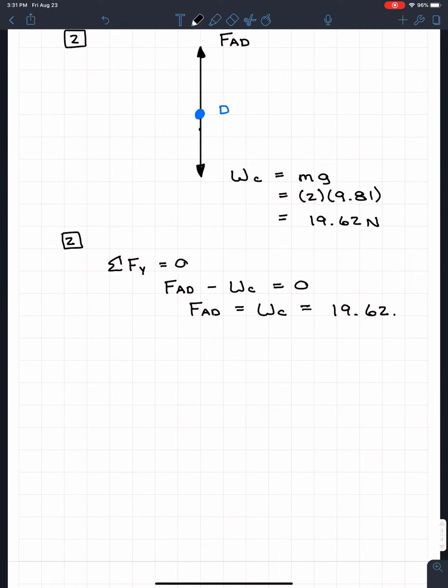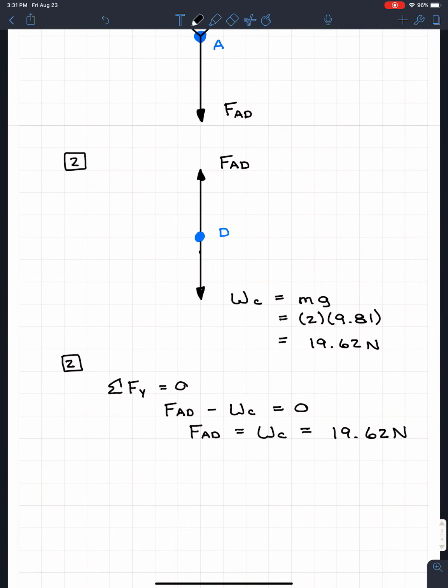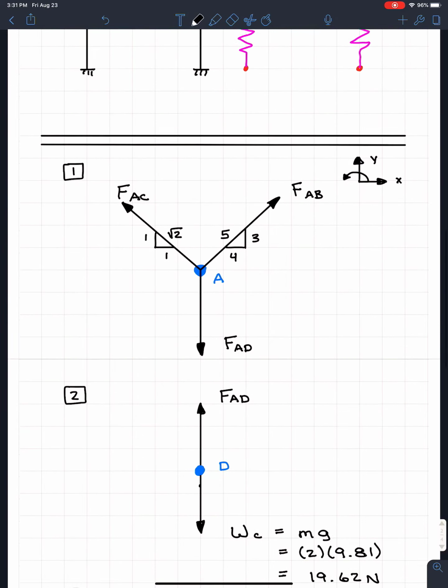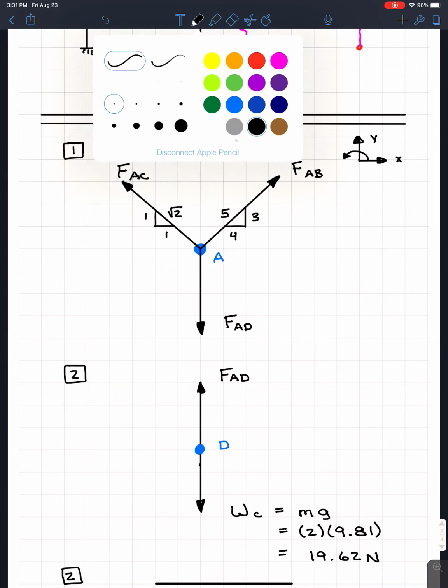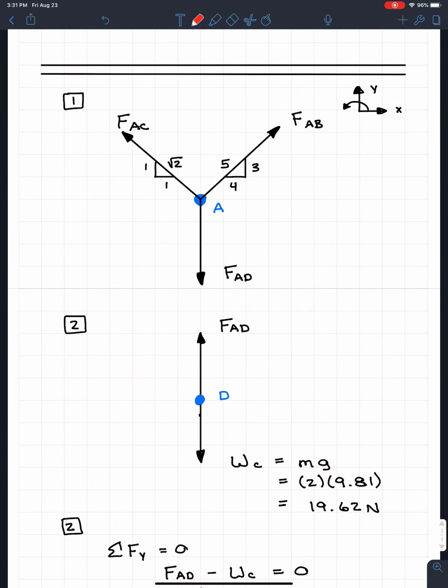19.62 newtons. So it's one of those things where you probably don't need that second free body diagram to find out FAD is equal to the weight of the crate, which is equal to this. If I was in an exam, personally, I would just draw the one free body diagram, and then right here I would just go FAD is equal to mg, which is equal to 19.62 newtons. So it just saves you that step. I'm just trying to show you, if you wanted to prove where that came from, this is how you prove it.